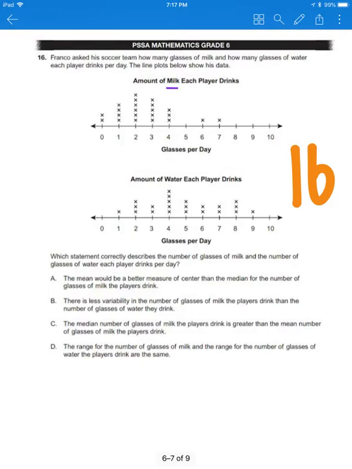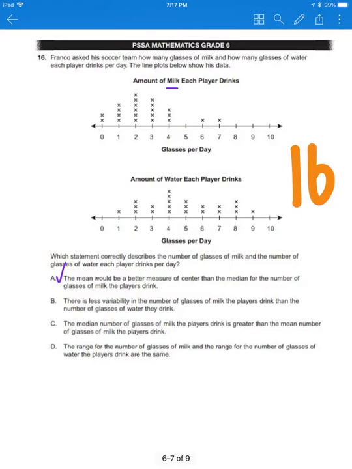All right. So let's check this out. A says the mean would be a better measure of center than the median for the number of glasses of milk the players drink. Mean is a good measure of center when there are no big gaps. There's a little gap here, but I think mean is pretty good. So mean would be better than a median. Right now I'm thinking A is a possible answer, because you choose mean if the data is not spread apart, and the data is not spread apart. But let me read the other ones.